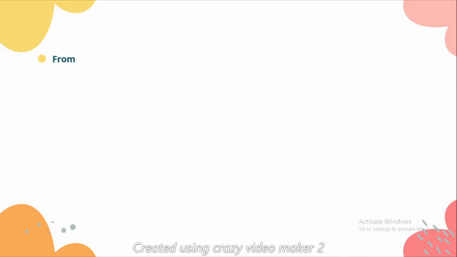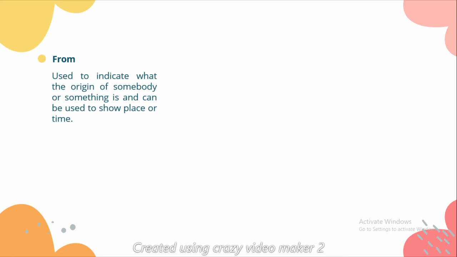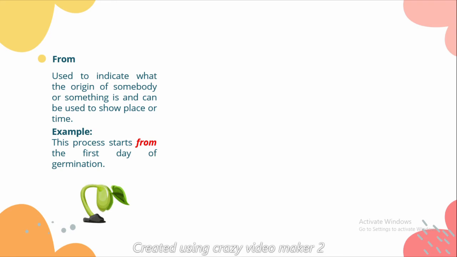And the fourth one is from. From is used to indicate what the origin of somebody or something is and can be used to show place or time. For example, this process starts from the first day of germination. The words from the first day of germination explain the origin of the process.